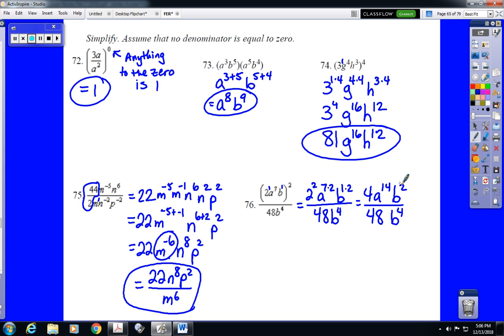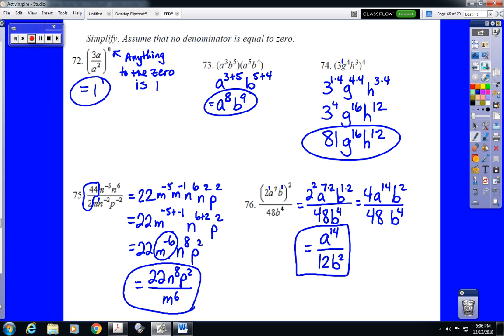These two b's would move down and become negative and combine, and 4 over 48 would reduce to 1/12. So we would end up with a to the positive 14th over 12b to the 2nd. Again, that's an Algebra 1 skill. If you're having problems with it, you should be watching videos online on exponent rules, specifically the quotient rule, the product rule, and negative exponents.